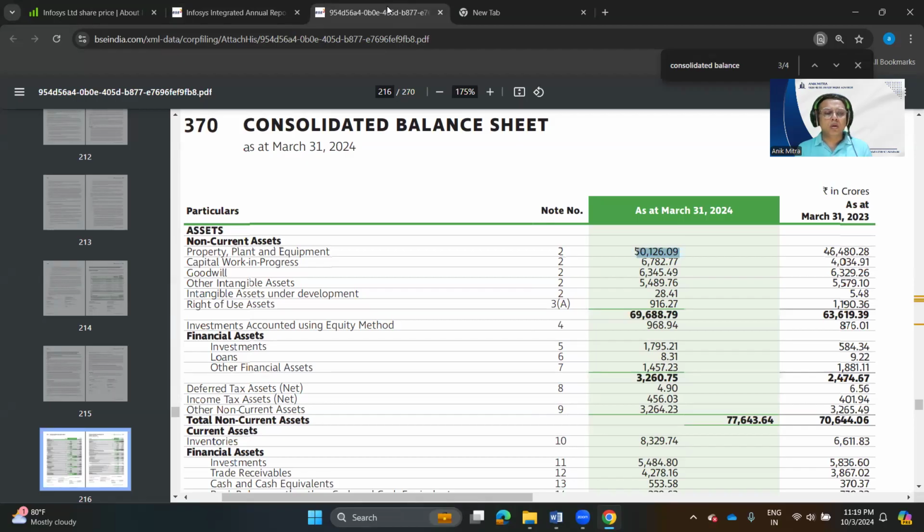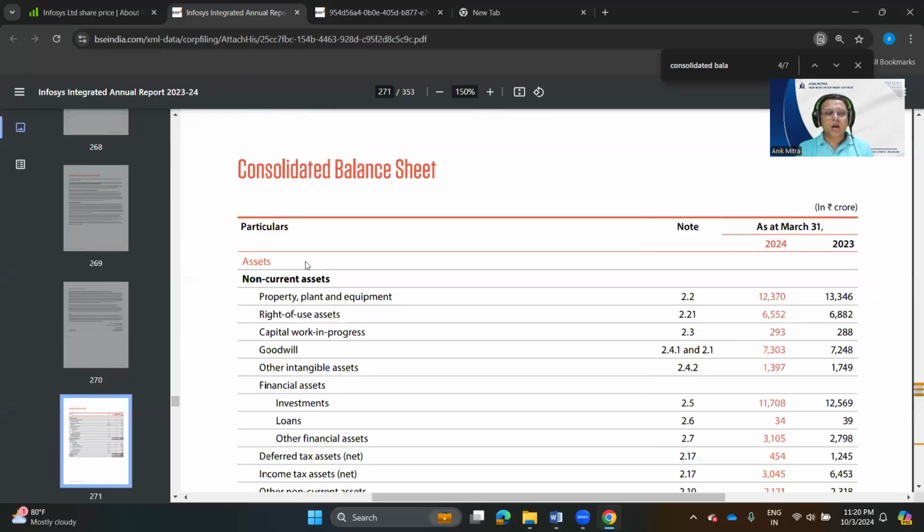Okay. Now the next line item which is visible is capital work in progress. Now another thing, in property, plant and equipment, last year it was 46,480 crore. This year 50,126 crore. That means it has increased by almost 3,600 to 3,700 crore in this period of time. That means this company has acquired, purchased or developed some assets. So that's why their property, plant and equipment is on the higher side in the next year. That means this company has done some capital expenditure, capex, right? This terminology I'll be using several times. This is called capex.